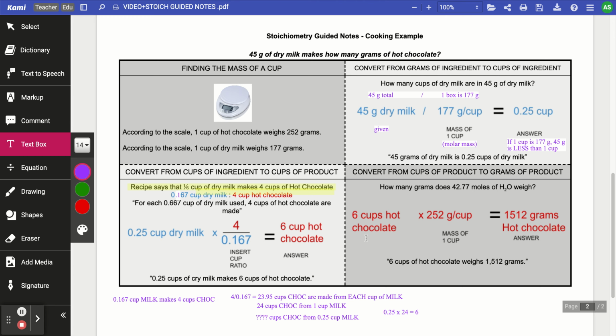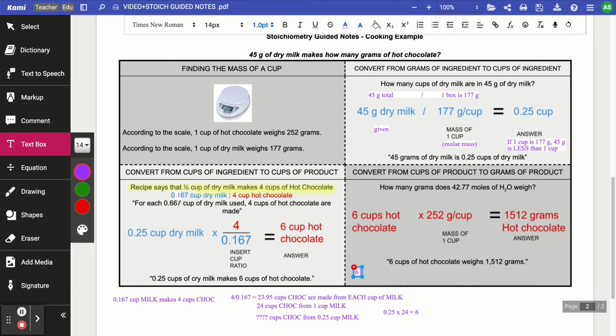All right, and then I'm over here. I now know I'm going to get 6 cups of hot chocolate. I know that 1 cup of hot chocolate is 252 grams. So of course I'm going to multiply them. That's like saying, oh, hey, if I got 6 boxes and each box is, use easier numbers, 250 grams, what's the total weight? Well, it's going to be 6 times 250. Which in this case gives me 1,500.